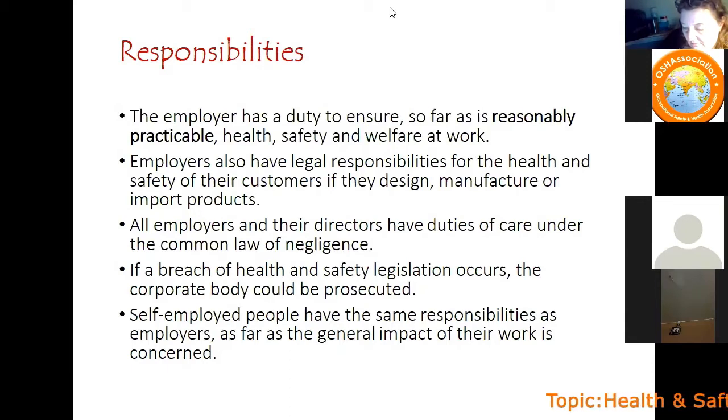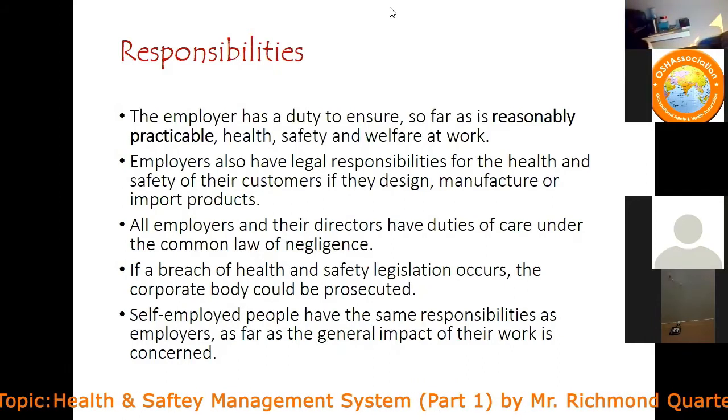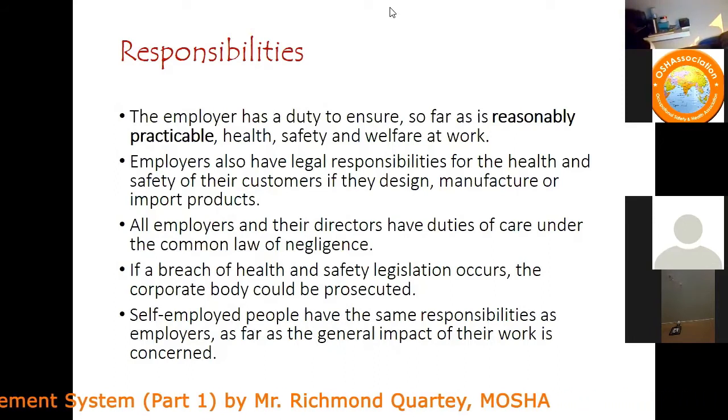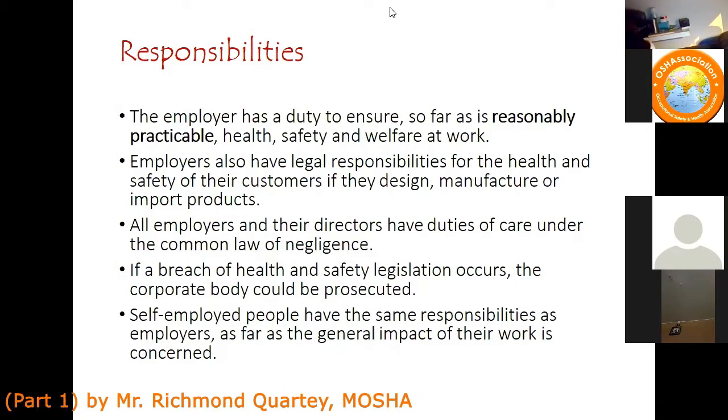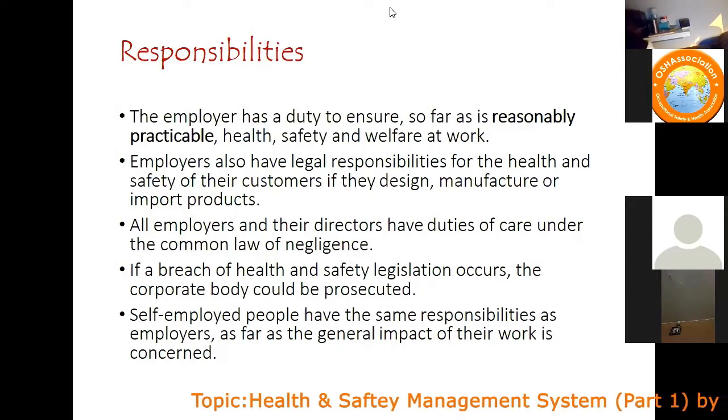You see, because when you look at the word reasonably practicable, you have to put necessary measures in place. Employers also have legal responsibilities for the health and safety of their customers if they design, manufacture, or import products. So, irrespective of the work environment or wherever you are, or the nature of your job, you have legal responsibilities.